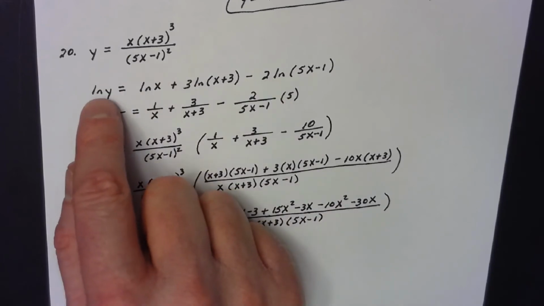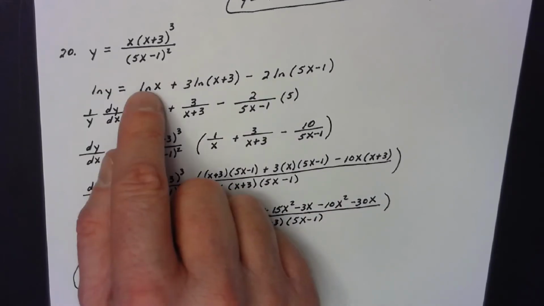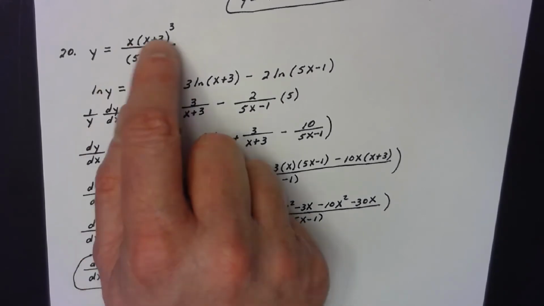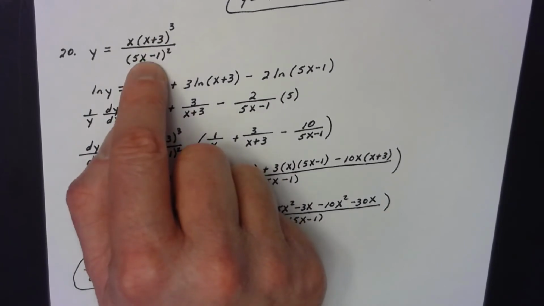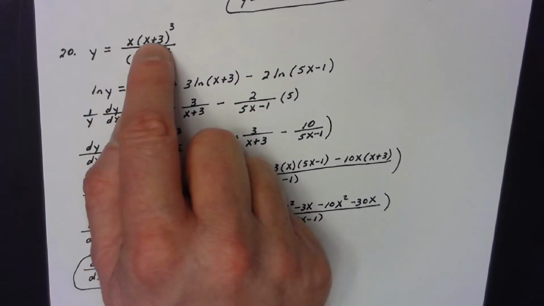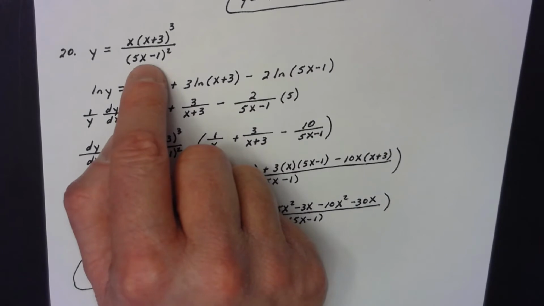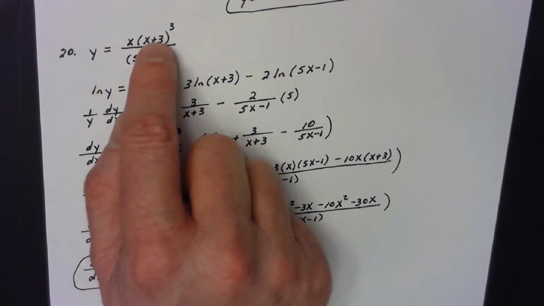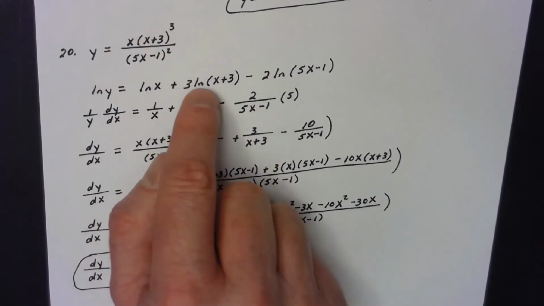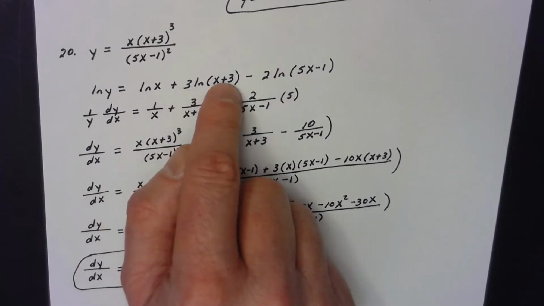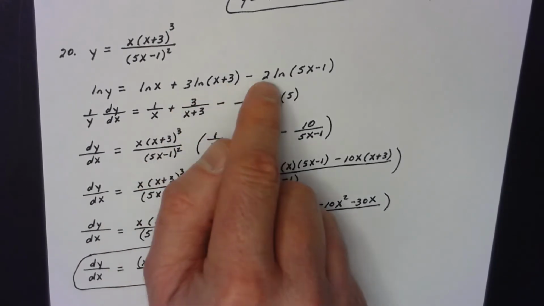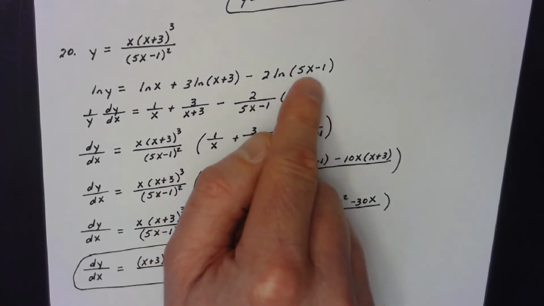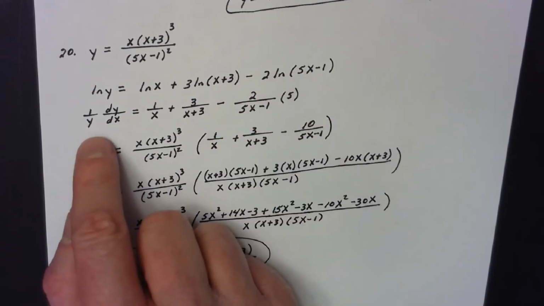You'll notice when I took the natural log of the left-hand side, I went ahead and expanded with my logarithmic principles on the right. I knew I would have 3 separate logarithmic functions. The 2 in the numerator would be added, the 1 in the denominator subtracted. So I get the natural log of x plus, the 3 came down in front of this one, 3 natural log of x plus 3, minus 2, the second power came down in front of that log, of 5x minus 1.